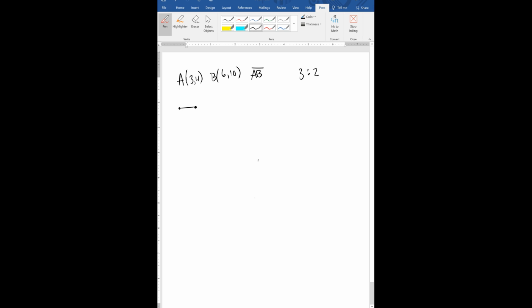So what I do is I set up 3 segments to 2 segments. So that's 1, 2, 3, and I partition it. So this guy's my partition. That's the point I'm trying to find. And then it goes 2 segments also.